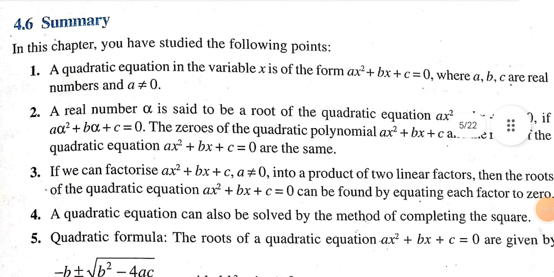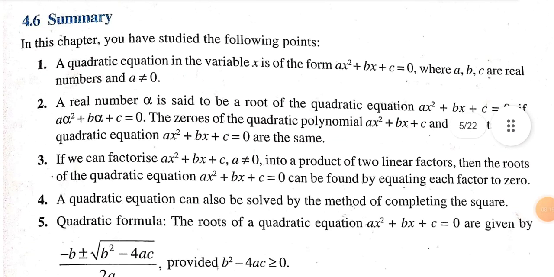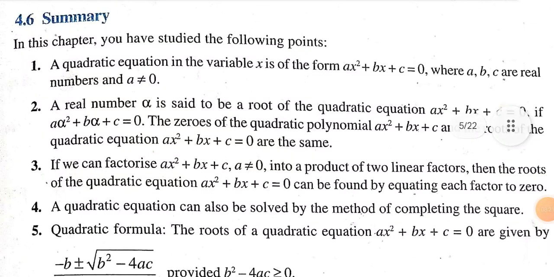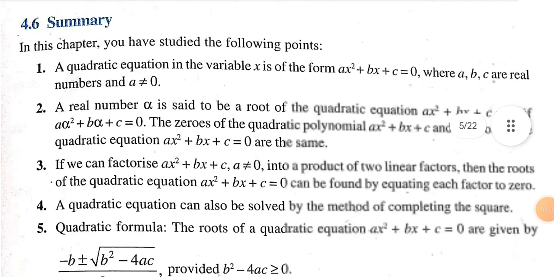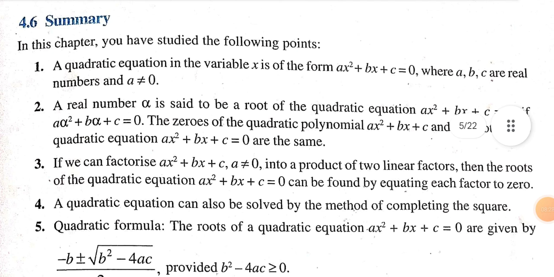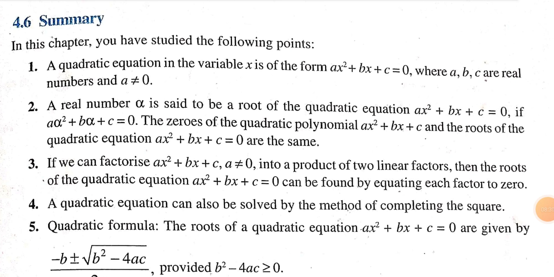Chapter 4. Quadratic equations. 4.6 Summary. In this chapter you have studied the following points. 1. A quadratic equation in the variable x is of the form ax square plus bx plus c is equal to 0, where a, b, c are real numbers and a is not equal to 0. 2. A real number alpha is said to be a root of the quadratic equation ax square plus bx plus c is equal to 0 if a alpha square plus b alpha plus c is equal to 0.